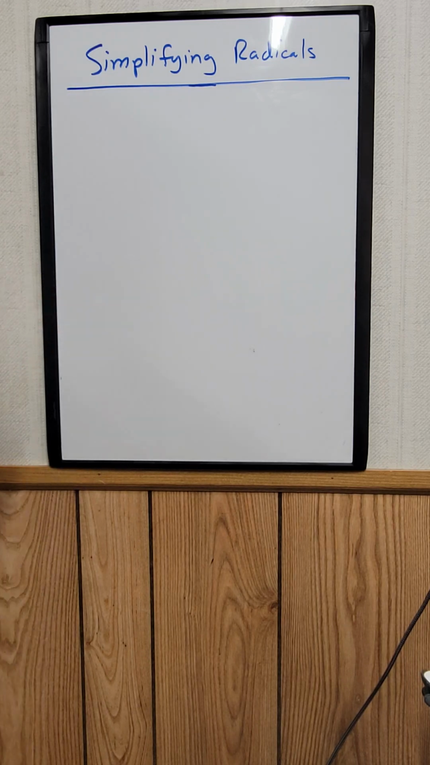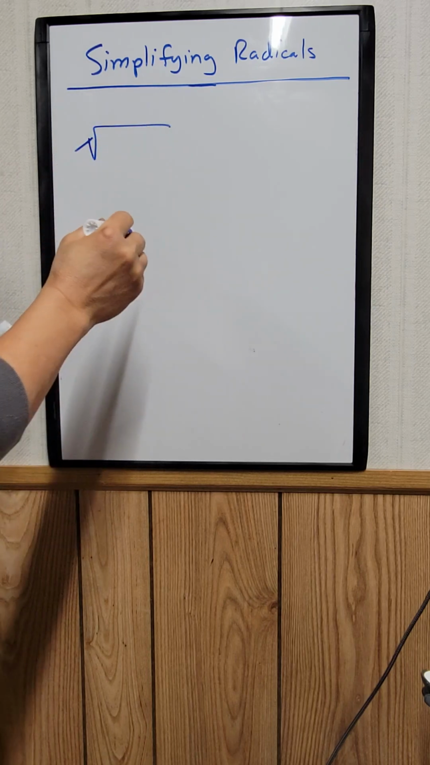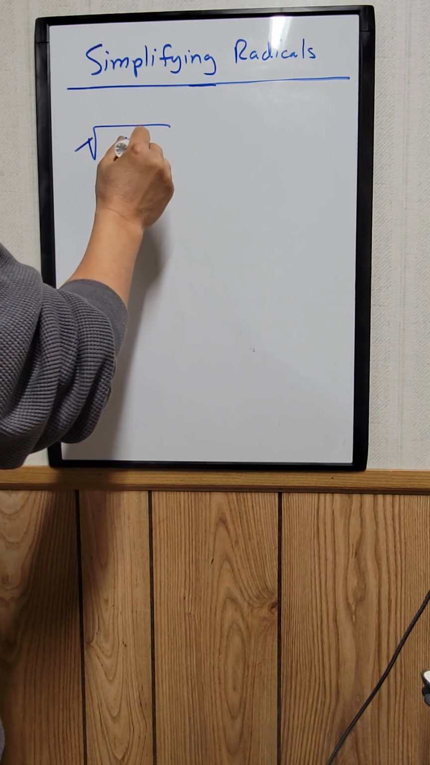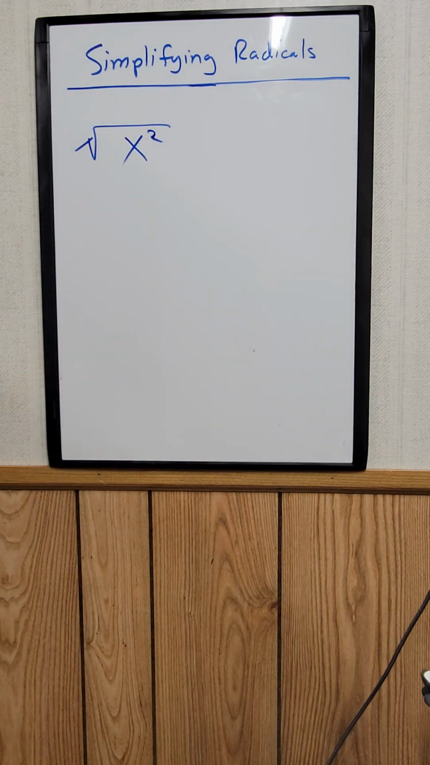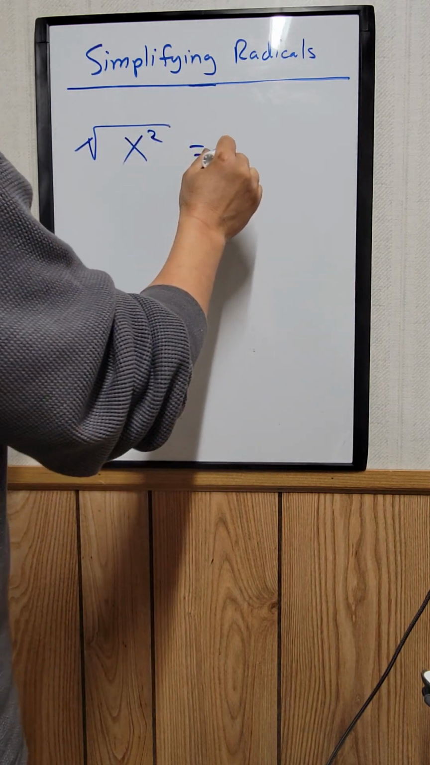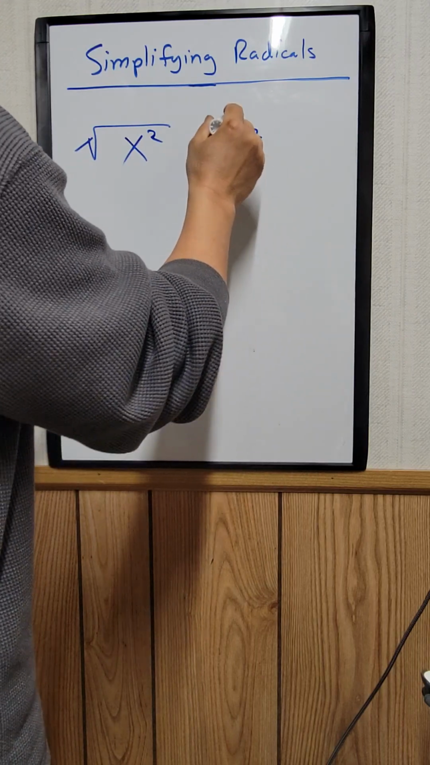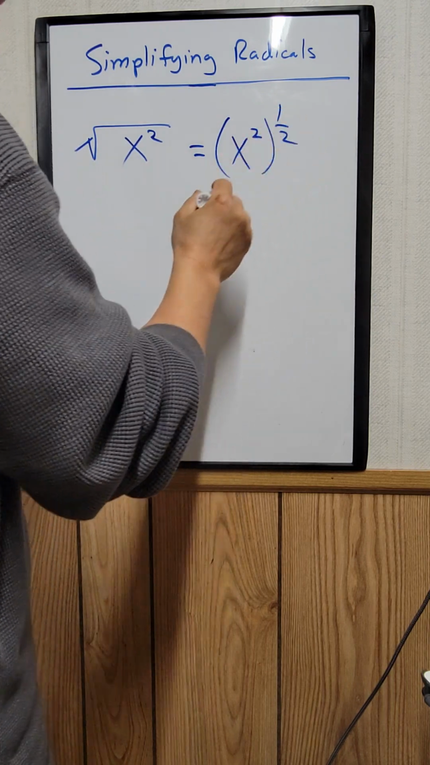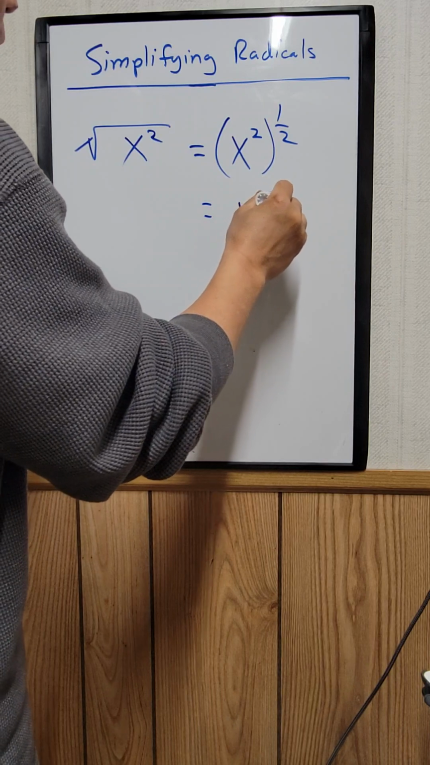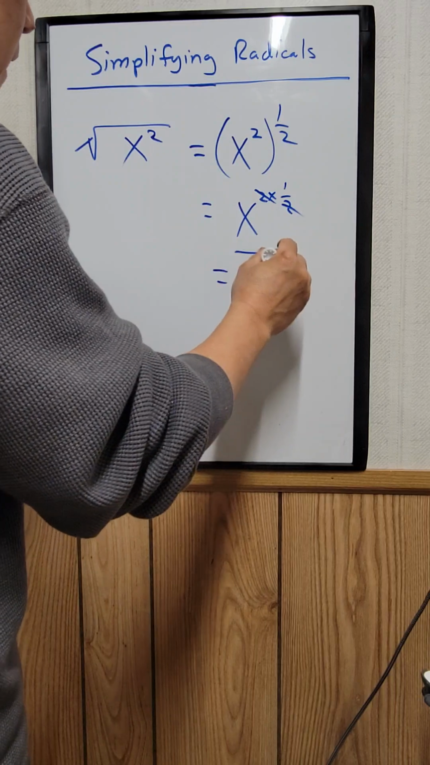So now, for example, you have a variable, okay? The square root of x squared. How do you do that? The square root of x squared, it's the same thing as writing x squared to the 1/2. So use the product rule. So 2 times 1/2, this 2 cancels out, so that just equals x. Okay?